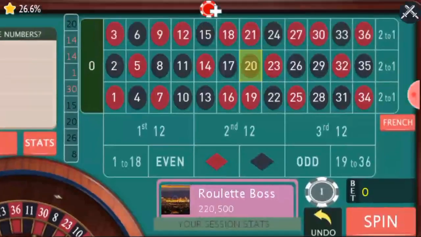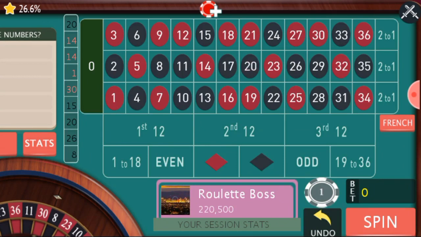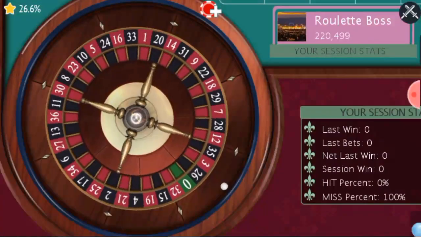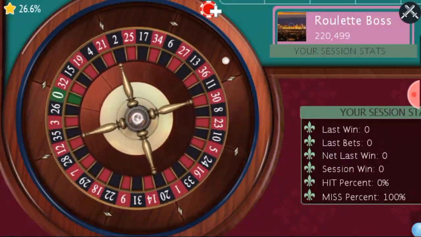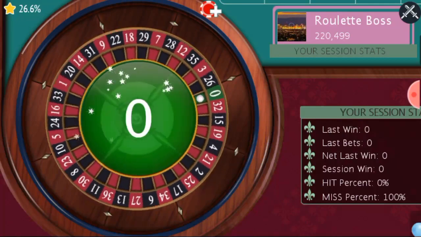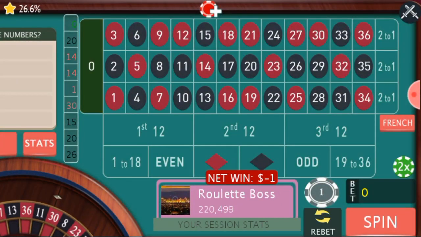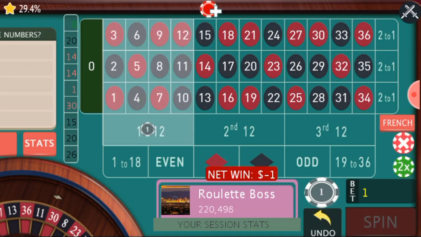Alright, so we have number 20. So we look on our chart. Number 20 tells us to bet on the first dozen. We place 1 unit on the first dozen. We spin. This is spin number 1. Remember, we're using a 3 count, so I'll explain exactly how it works. So you look on the chart, you see 0. It tells you to bet on the first dozen. This is spin number 2.